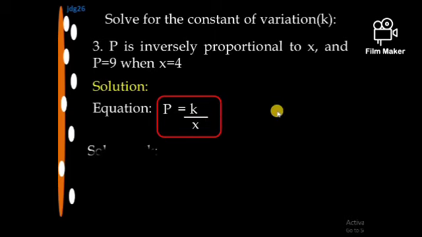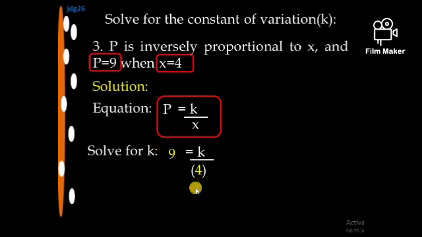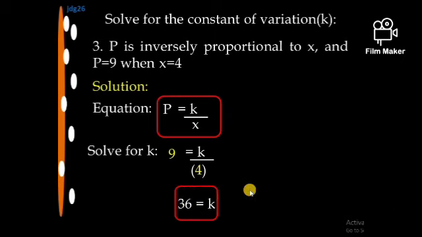Next, let us solve for k. So, substitute lang natin yung mga given. Unahin natin ang 9 since P is equals to 9. Equals K. And then substitute the value of X which is 4. And then, multiply lang natin ang buong equation by the denominator which is 4. So we have K is equals to 36. And that's it.